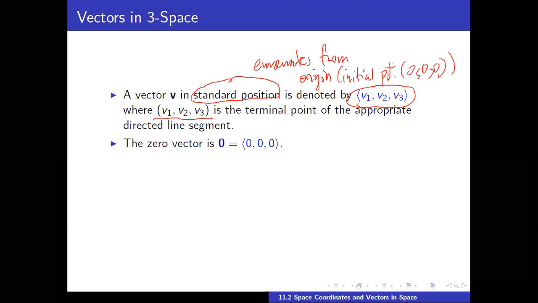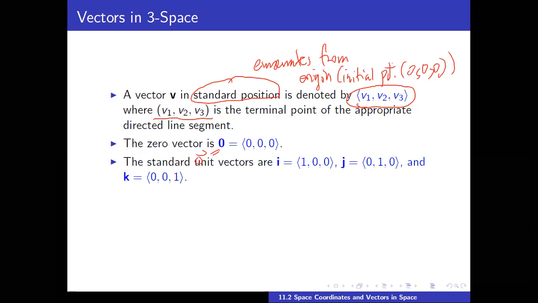Okay. The 0 vector is still denoted by bold 0 or 0 with an arrow over it, okay? It just gets an additional coordinate. Standard unit vectors are I, J, and K, right? So I still represents 1 unit of movement in the X direction and no movement elsewhere. J, 1 unit of movement in the Y direction, and K is 1 unit of movement in the Z direction.